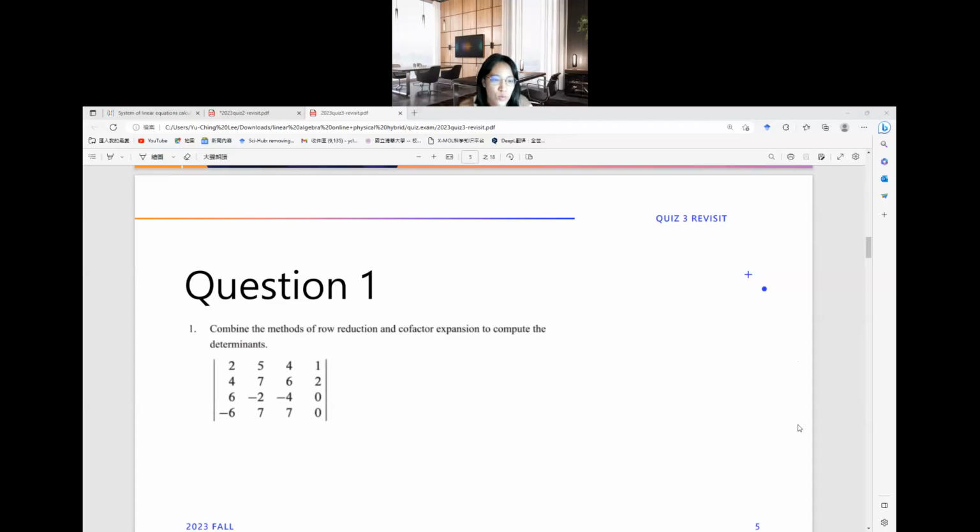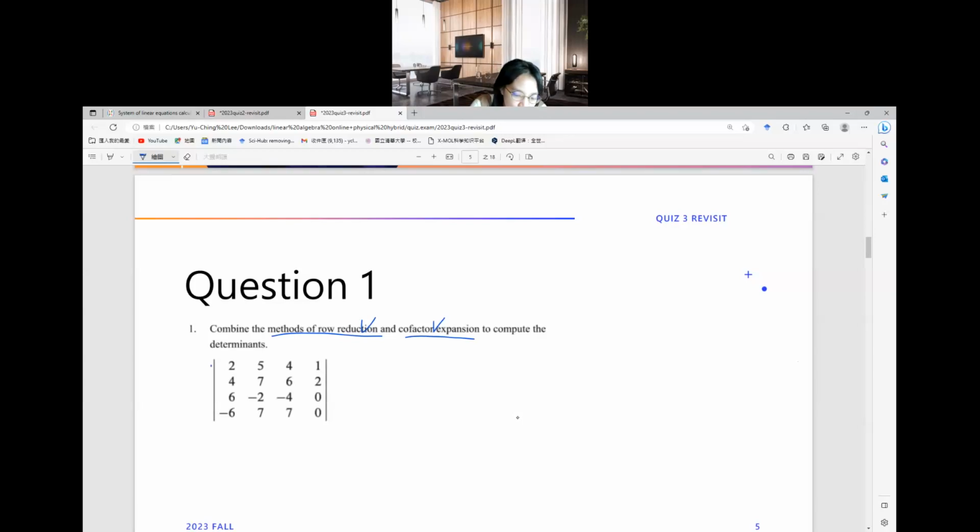Right, so in general the class still did well in this quiz 3, so I'm going to quickly revisit those questions. In the first question, we're going to compute the determinant, but the question asks us to use the method of row reduction. Method of row reduction and cofactor expansion means that both methods can be used, but it's not required that you really have to use both of them. Of course, you can just use the cofactor expansion without any row reductions.